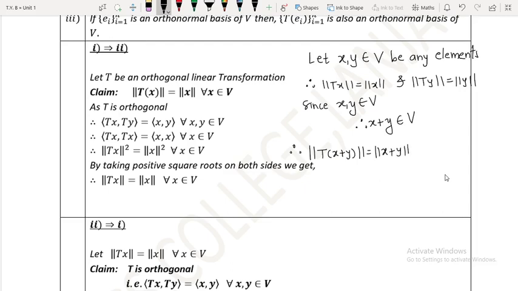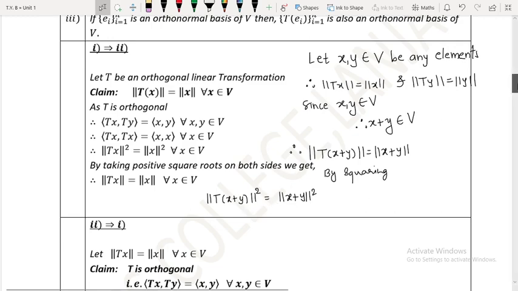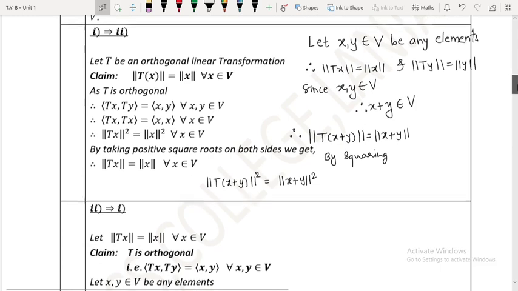Now what we will do is we will simply square it. So by squaring on both sides, what we will get? Norm of T of x plus y squared will be equal to what? Norm of x plus y squared. Okay, but what is norm of T of x plus y squared? That we have to see. So first of all I will go down.